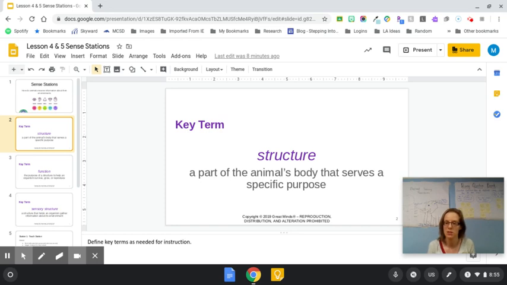Now, you may have heard structure used in other ways, like a building is a structure, but think about it in terms of a building is a structure that's serving a specific purpose. So when we talk about structures of our bodies, they are pieces of our bodies that are serving a specific purpose. So I have a nose so that I can smell. I have a mouth so that I can eat and I can breathe. I have ears so that I can hear. And so we're going to learn about some structures that animals have that might be the same or might be different than structures that people have. But for sure, they're going to be serving a purpose for that animal.